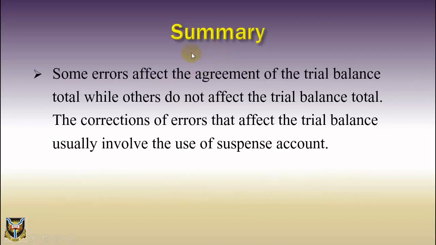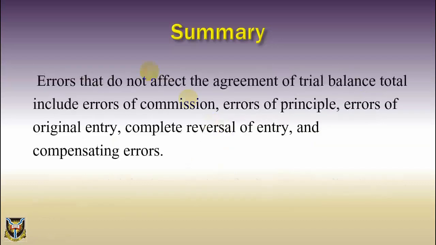Summary. An error is a mistake in the bookkeeping entries, balancing of accounts, or extraction of trial balance. Some errors affect the agreement of the trial balance total, while others do not affect the trial balance total. The corrections of errors that affect the trial balance usually involve the use of suspense account. Errors that do not affect the agreement of trial balance total include errors of commission, errors of principle, errors of original entry, complete reversal of entry, and compensating errors.